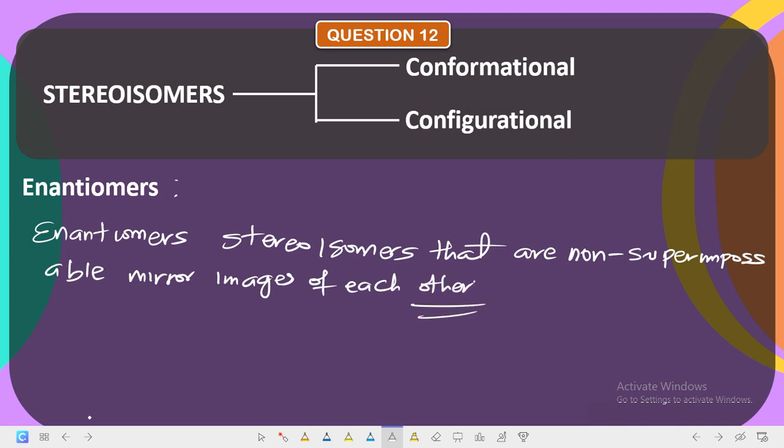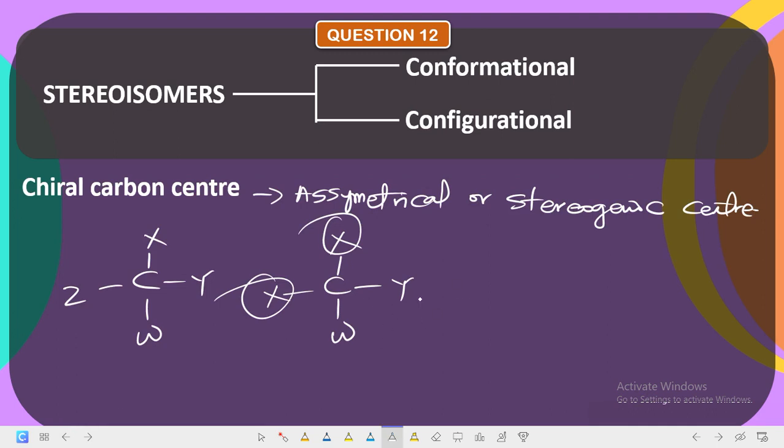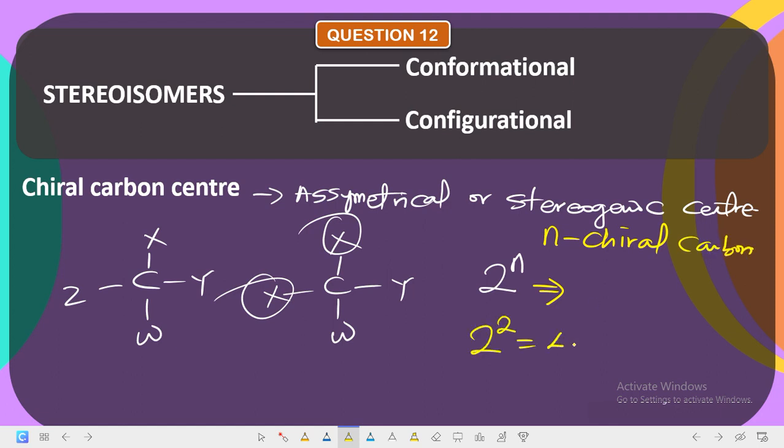And what we are talking about now is stereochemistry. The number of stereoisomers that can be formed is given by 2 raised to the power of N, where N is the number of chiral carbon centers. So if a compound has 2 chiral carbon centers, it will form 4 stereoisomers. If it has 3 chiral carbon centers, it will have 8, not 6. If it has 4, it will be 16. Is that understood? So that is that.